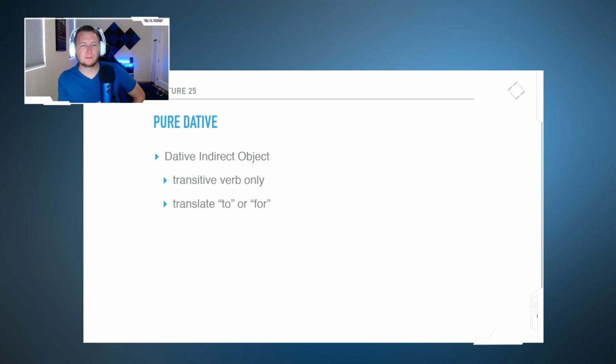So the pure dative, this could be the dative indirect object. Remember, far and away, the most commonly used function of the dative is the indirect object. You have the direct object, which is the accusative, but then you can have the dative indirect object, where something indirectly receives the action of the verb. Now, it can only be dative indirect when there's a transitive verb. And you would just translate the dative in this case as to or for plus whatever the noun is.